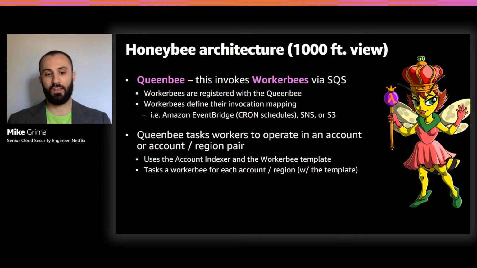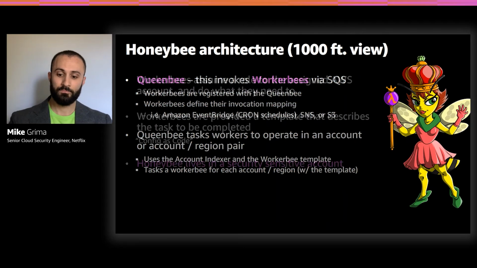How the queen bee works is that it will task a worker for a given account or account region pair, depending on how that worker is configured. There are different types of jobs, and each job may be sharded on an account or an account region. And so the way that the queen bee does this is that it queries the account indexer that we mentioned in part 1, and it then looks at the worker bee template, and it generates a template per account. And with this, it then tasks a given worker bee for that given account or region pair.